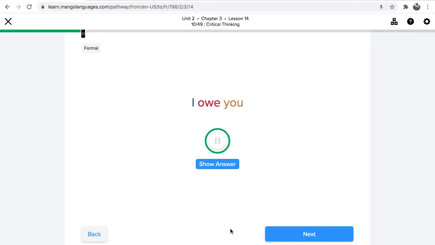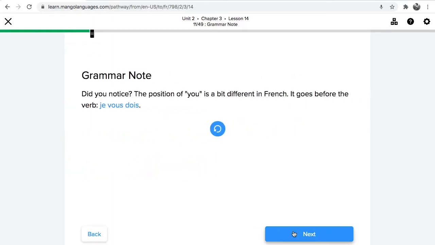How do you think you would say, I owe you? I would think it's je vous dois. Je vous dois. Did you notice? The position of you is a bit different in French. It goes before the verb. Je vous dois. So here's just an example of what a grammar note looks like. It's really helpful because you really do learn a lot. It's not just learning the words or the sentences. You really do get little grammar notes, so you're able to keep them in mind for future words and phrases that you will be learning. It really does help you to accomplish that type of success with your language learning.